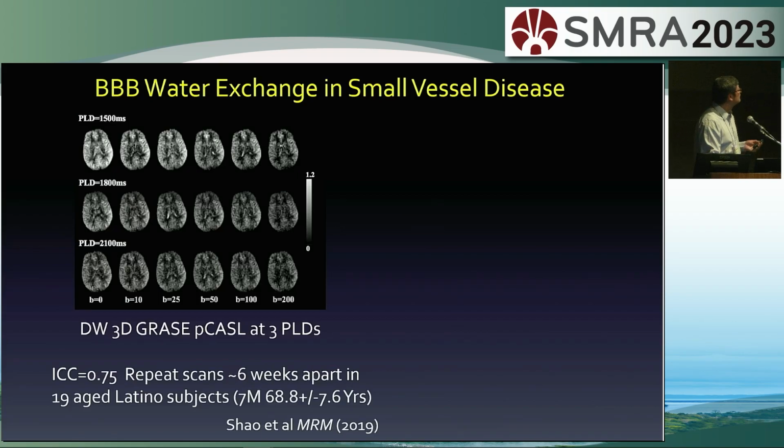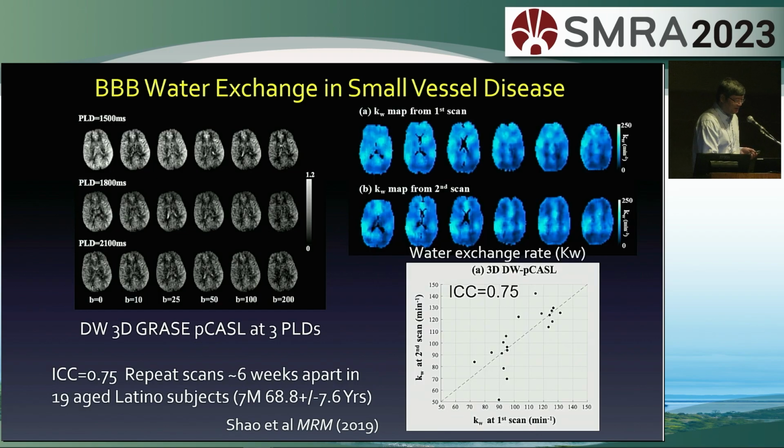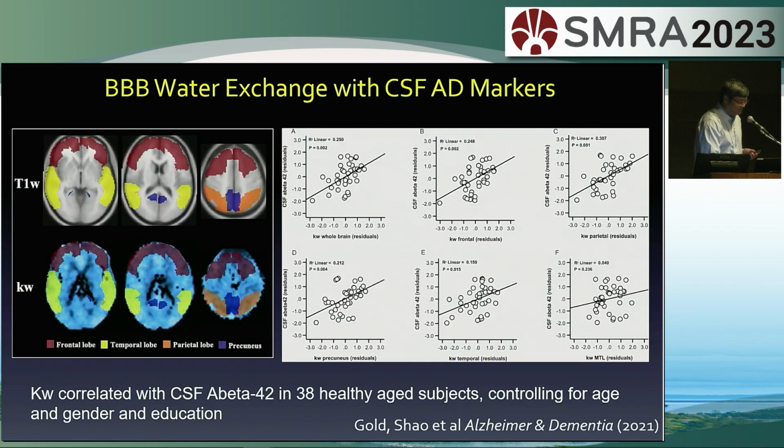So these are the curves and images in human subjects. This has been really challenging, because the ASL signal is small, and when you add in diffusion it's even smaller. So we have developed this diffusion-prepared 3D GRASE, and we have a relatively stable image, although low resolution. This is in aged subjects repeated 6 weeks apart. We can achieve an ICC of 0.75.